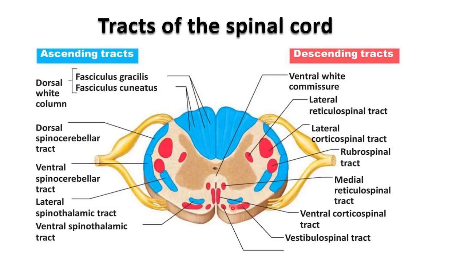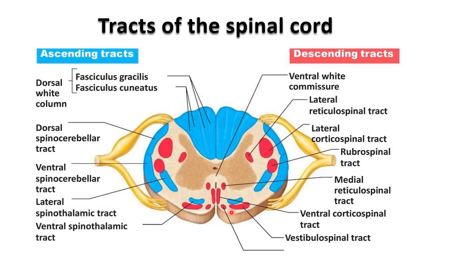So descending tracts, mainly you have the crossed corticospinal tract, the pyramidal tract as it is called, and the uncrossed ventral corticospinal tract. So this is one of the major motor tracts. All the remaining tracts you see here, rubrospinal, vestibulospinal, olivospinal, tectospinal, all these red colored ones are the descending tracts. They form the extrapyramidal system. Apart from the corticospinal tracts, lateral and anterior, the remaining, the reticulospinal, rubrospinal, vestibulospinal, tectospinal, form the extrapyramidal system.